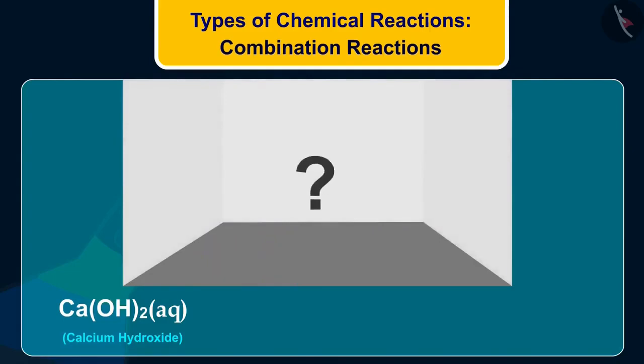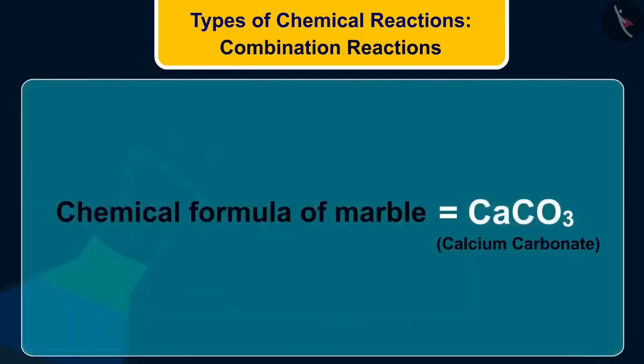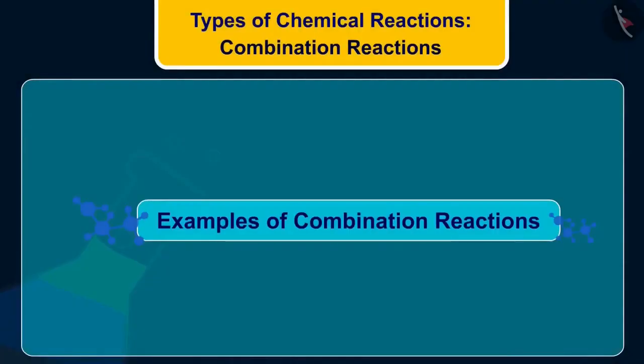Do you know what it is? It is because slaked lime reacts with carbon dioxide, CO2, from the atmosphere, and forms calcium carbonate. And this makes the walls shine. The chemical formula of marble is also CaCO3. Isn't it fun? Let us discuss a few more examples of combination reactions.